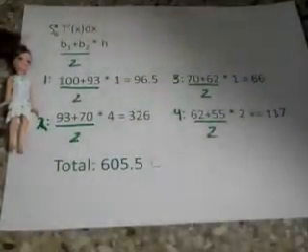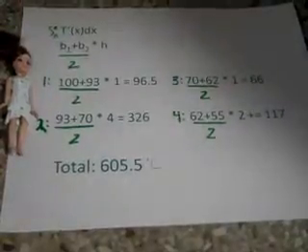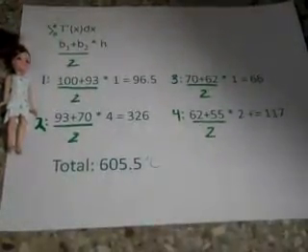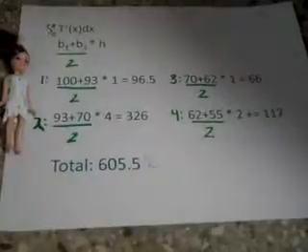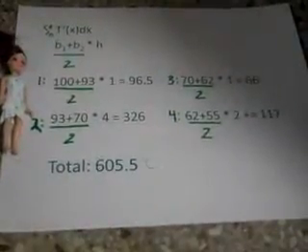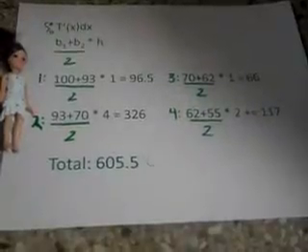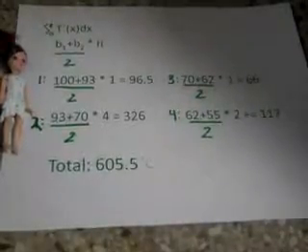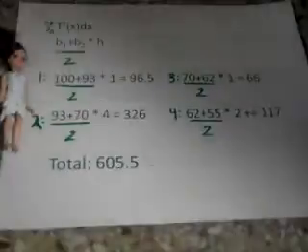And then for the third one, it would be 70 plus 62 divided by 2 times 1, and it would be 66. And then finally, it would be 62 plus 55 divided by 2 times 2, which is equal to 117. And then we add all of those together, and we get 605.5 degrees Celsius.